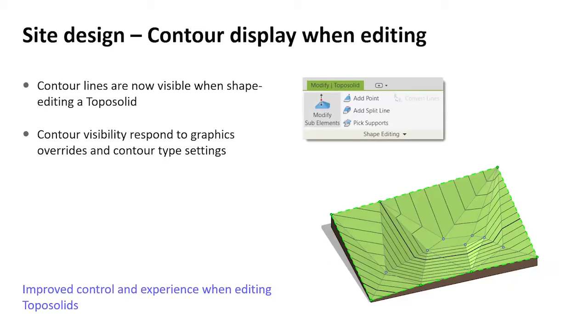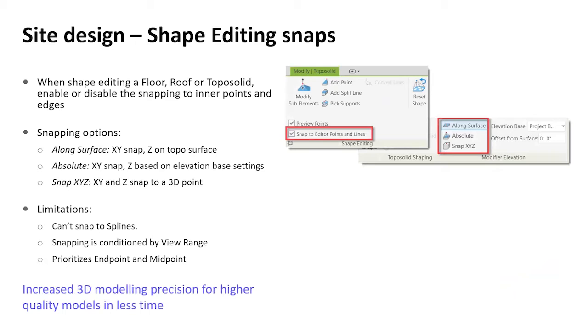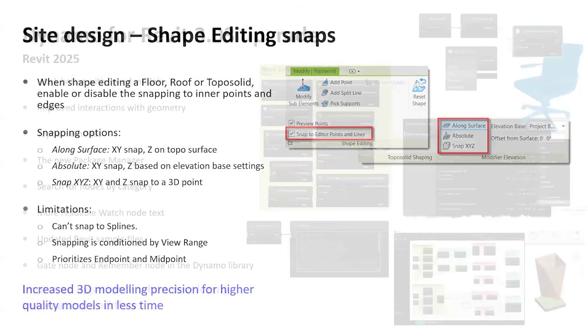And when you're shape editing, using the modify sub-elements on a topo solid, we'll be able to continually display the contours. And there's some cool new features allowing the shape editing to snap, both along surface, absolute, as well as just an XYZ value. Won't be able to snap the splines, but come on, it's a pretty cool feature and allows some more accuracy when dealing with, perhaps a linked survey model or a survey DWG.